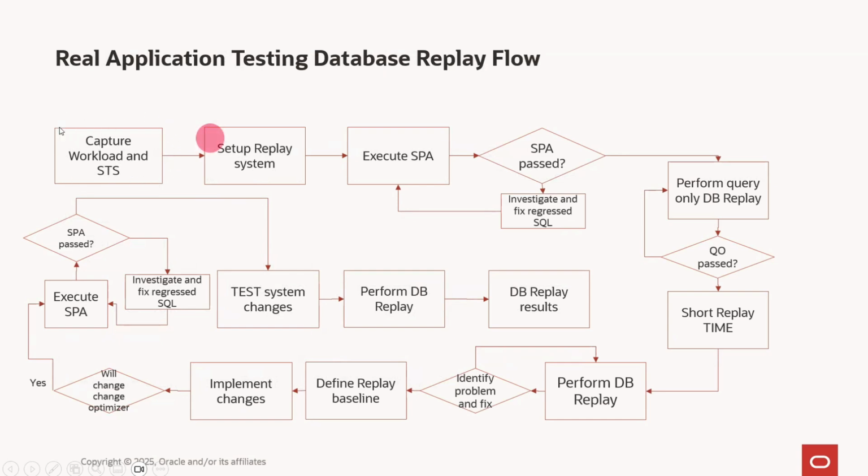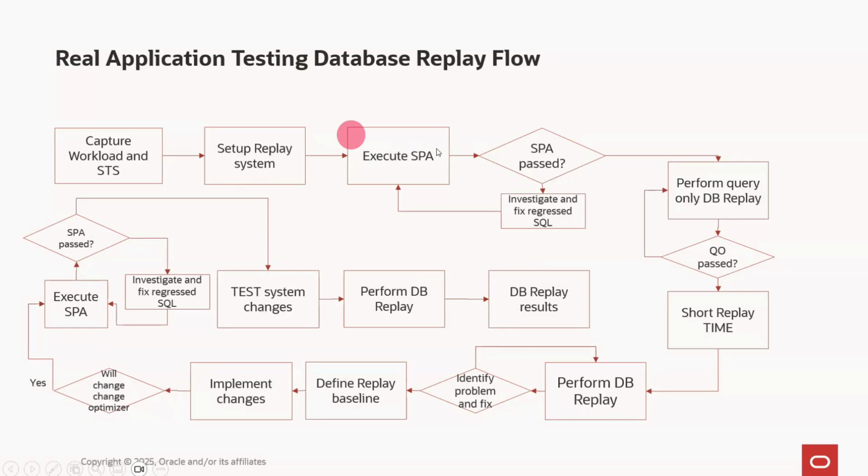Then we set up the replay system. When we say we set up the replay system, there is a clone involved. So you will have to clone your production database to your replay system. You will also have to isolate the system. You will have to disable all the maintenance windows and remove backups and background processes that will run on your replay system. Then you will execute SQL Performance Analyzer.